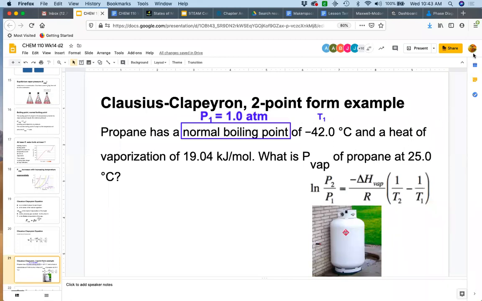So let's take a moment and write down your givens. What is all of the information that you are given in that problem? And if you're not certain, that's okay. Just start out by writing what you know. So we're given P1. We're given T1. We're given our delta H of vaporization. We're solving for P2, that's our unknown. And we're given T2 is equal to 25 degrees Celsius.